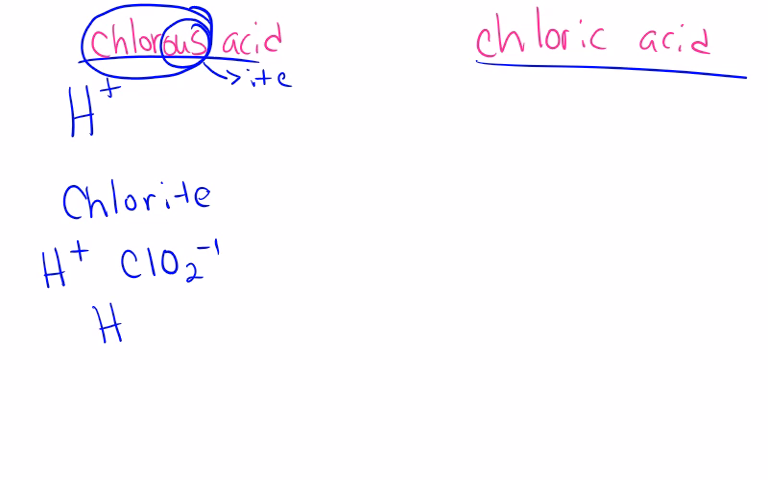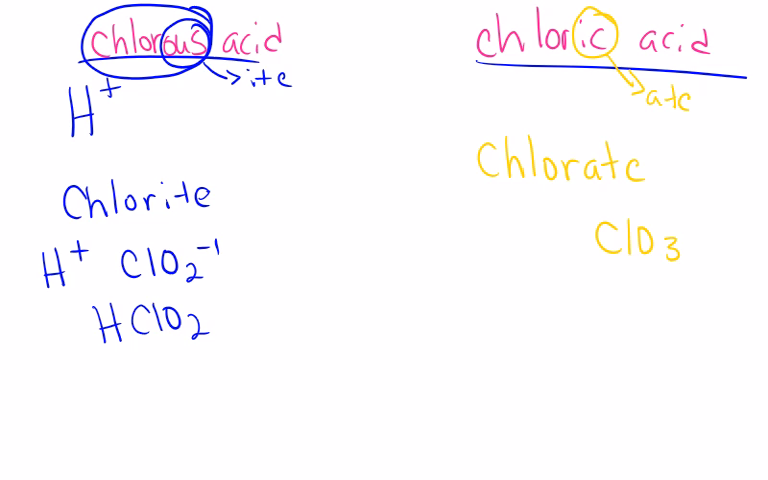So our acid is going to be a mix of hydrogen and chlorite. So in this case we're going to crisscross. We're going to get HClO2. Over here for chloric acid, we're going to do about the same thing. We know that this is not binary because it does not have a hydro on it. We see that ic came from ate, so chlorate. Hopefully you know what chlorate is. We've been learning that for months and months. That is ClO3 minus 1. We know that there's also going to be a hydrogen involved because it's an acid. And when we crisscross, we're going to get HClO3.